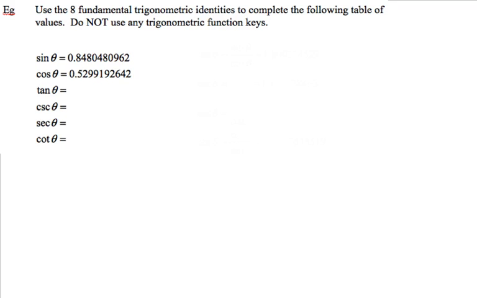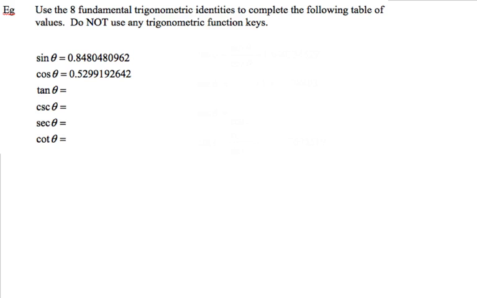So using trig identities is kind of like a puzzle game. We need to look at the things we are given, and we need to figure out what we need to find. So we've only been given sine theta and cos theta. One of the first things we need to figure out is which one of these functions we are going to find first. Well, if you can find in the list of the 8 fundamental identities an identity that uses just sine and cosine with nothing else, that is the best way to go.